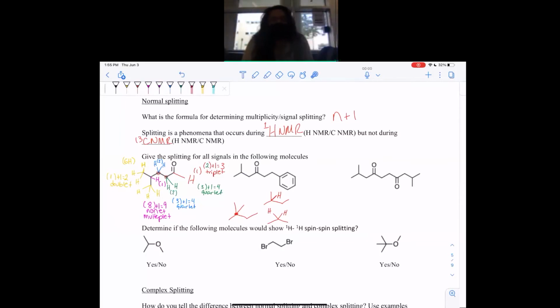Okay, so spin-spin splitting is essentially just saying that something is higher than a singlet, right? So anything higher than a singlet shows spin-spin splitting. So if it has 0 neighbors, it does not have spin-spin splitting. 1 or more neighbors, it does have spin-spin splitting. So let's go left to right.